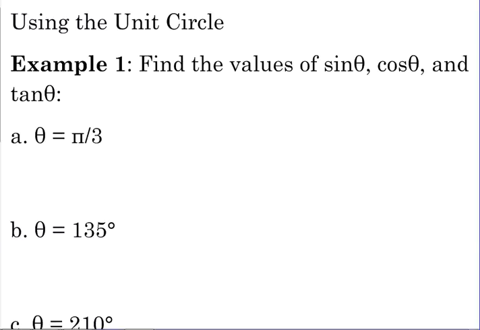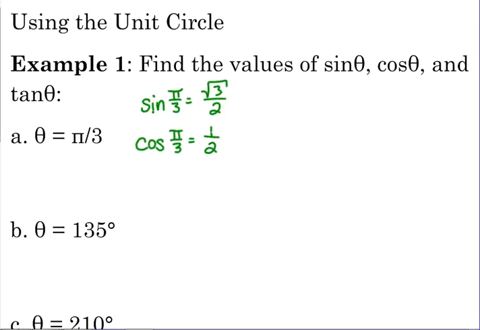If I want to find the values of sine, cosine, and tangent for the following angles, the first one is pi over 3. Theta equals pi over 3. So pi over 3 is in the first quadrant. The sine of pi over 3 is equal to the square root of 3 over 2. The cosine of pi over 3 is 1/2.